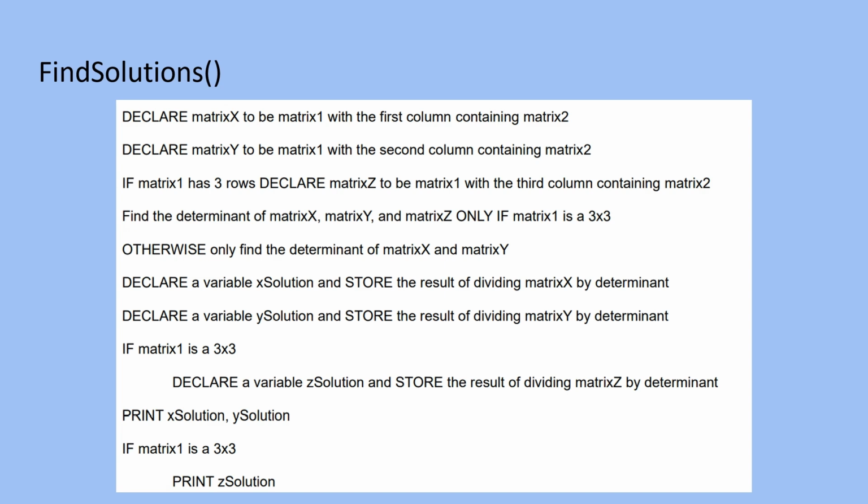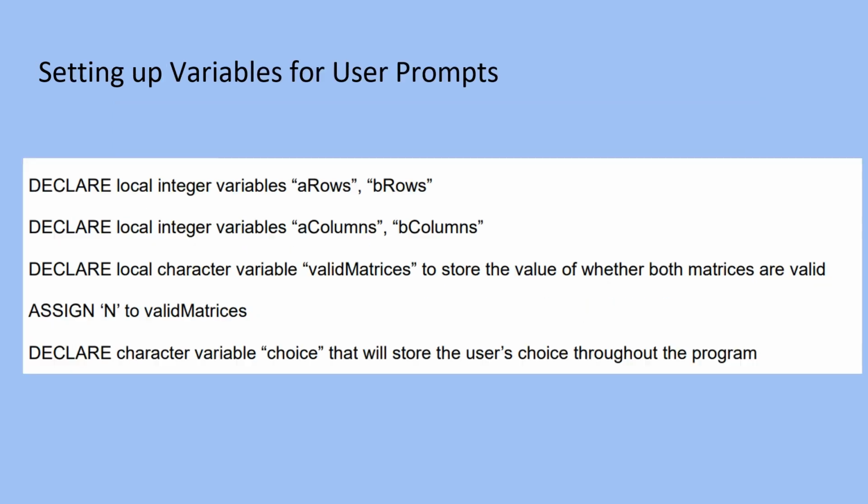Declare a variable X solution and store the result of dividing matrix X by determinant. Declare a variable Y solution and store the result of dividing matrix Y by determinant. If matrix 1 is a 3x3 matrix, declare a variable Z solution and store the result of dividing matrix Z by determinant. I'll print X solution and Y solution, and if the matrix is a 3x3 matrix, I'll print Z solution. Now we will set up variables for the user prompts.